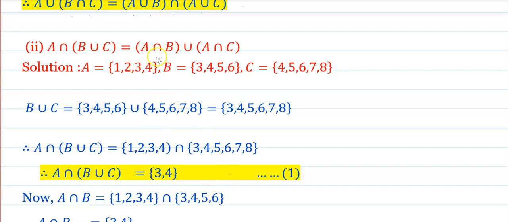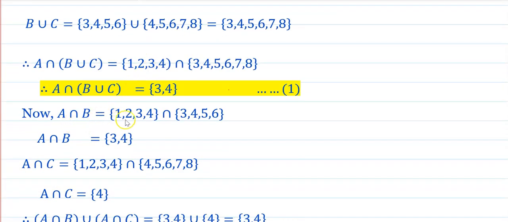Now for the right hand side, we have to find A intersection B. A intersection B: 1 is not common, 2 is not, 3 and 4 are common. Therefore, A intersection B is {3, 4}. A intersection C, again the common elements. Which are the common elements? 4 is the only common element. Therefore, A intersection C is {4}.